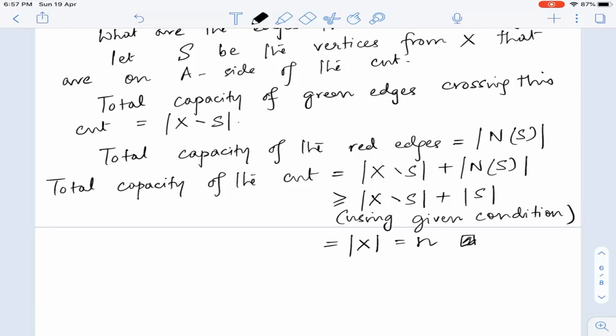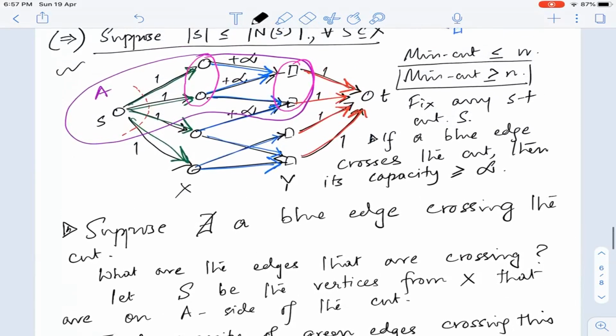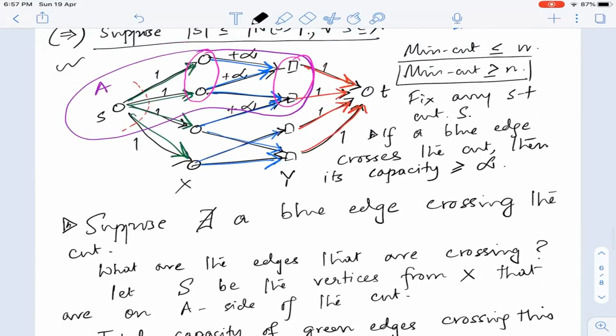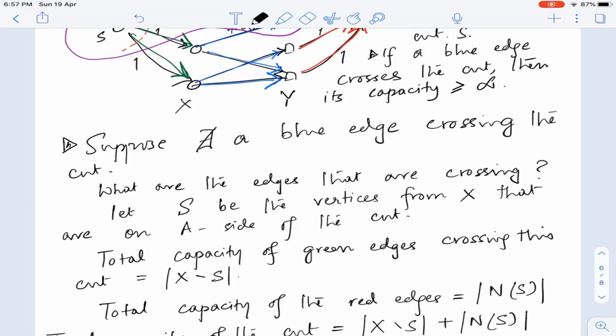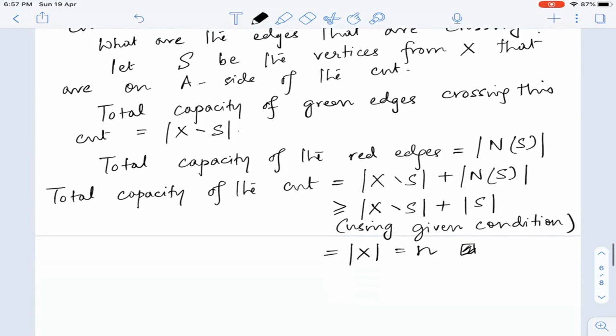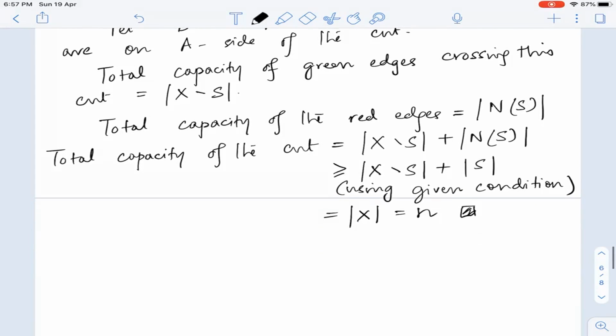So you give me any cut. To summarize, if you give me any cut in this graph, either there has to be a blue edge crossing this cut, in which case its capacity is already very large and I don't have to worry about it. If no blue edge crosses that cut, even then I have convinced you that the cut size is at least n, just by using this property that there are no Hall sets in my graph. Okay, and this completes the proof.